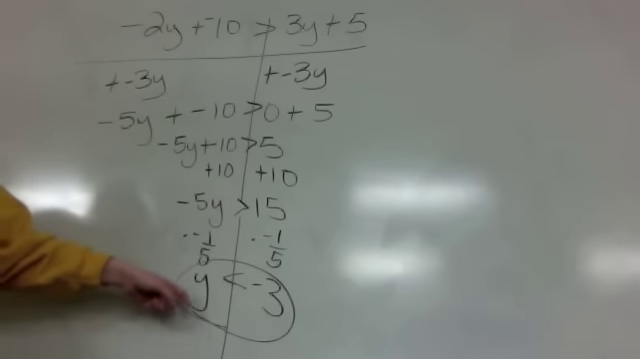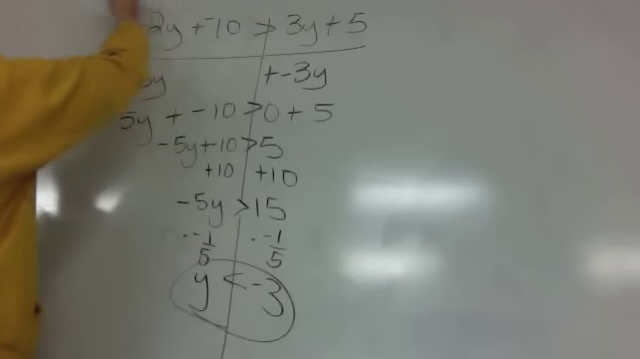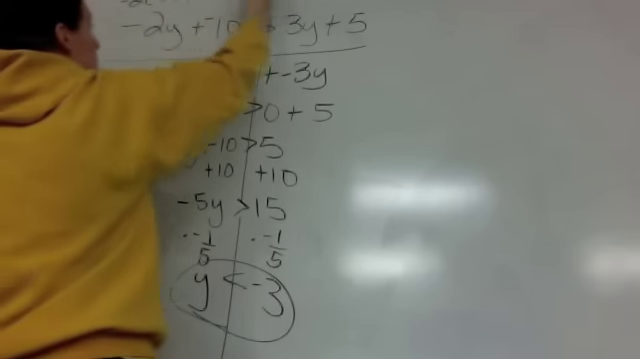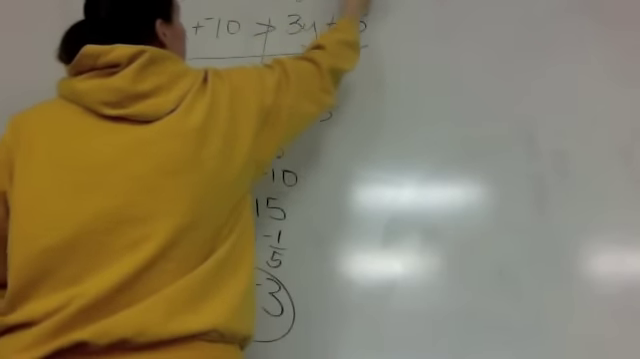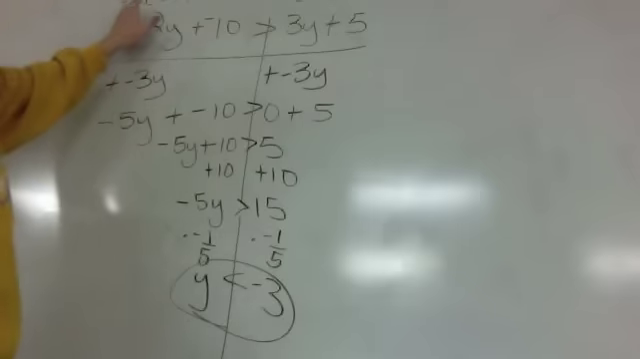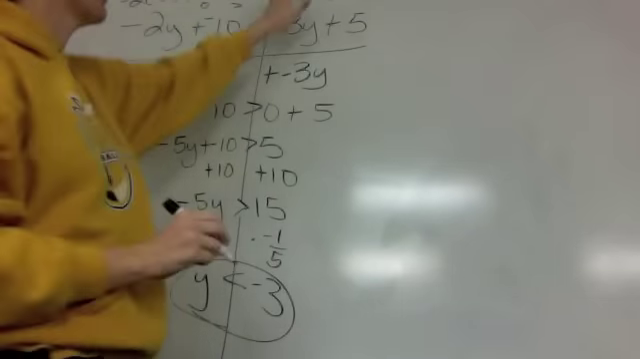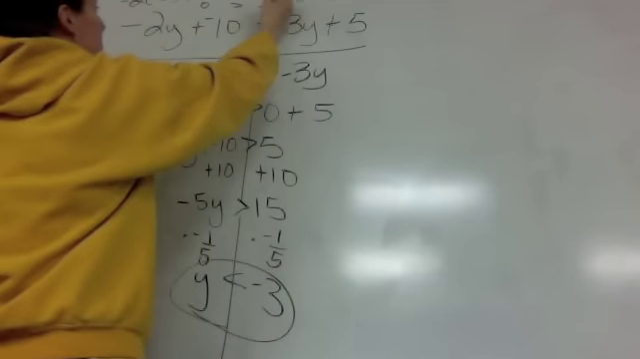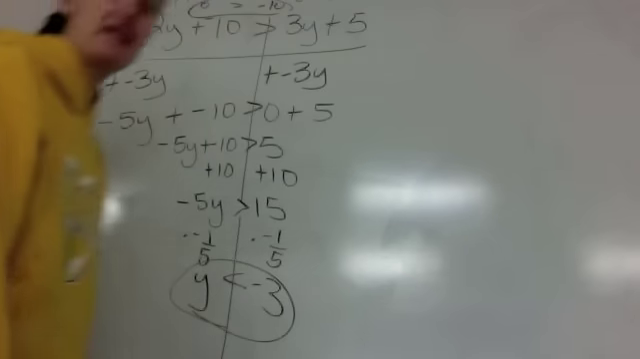Now to check, I need to pick a number less than negative 3. So I'll pick negative 5. So negative 2 times negative 5 plus negative 10. Will that be larger than 3 times negative 5 plus 5? Well, negative 2 times negative 5 is a positive 10, and plus a negative 10 would give me 0. 3 times negative 5 is a negative 15, and negative 15 plus 5 would give me negative 10. And 0 is, in fact, greater than negative 10, so my answer checks.